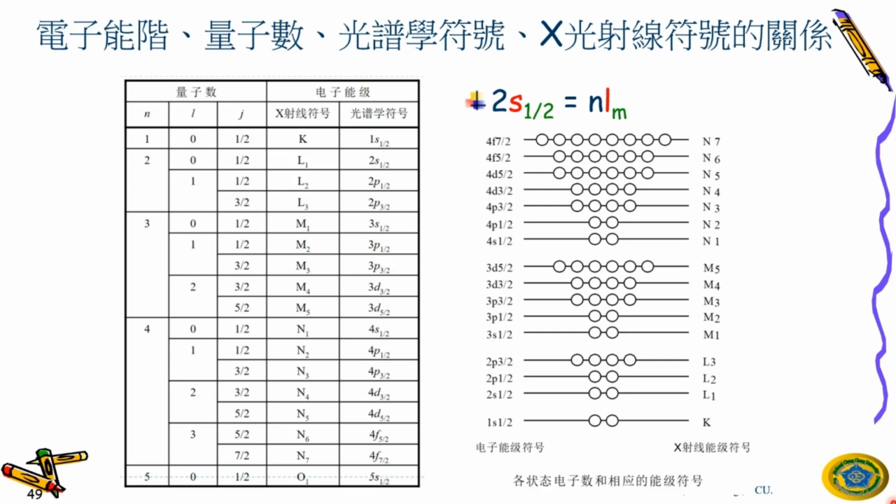Okay, this is the information for you from the K line, L line, M line, N line. This is the information for you to know.